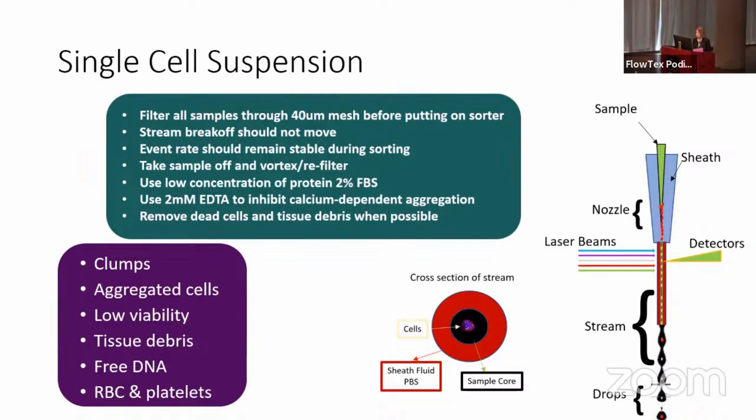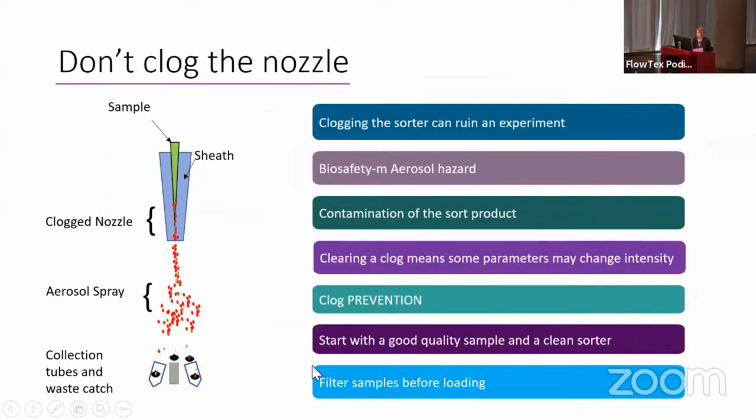A couple of things you can do to prevent your cells from aggregating is to use a low concentration of protein. I usually recommend about 2% FBS, or if you prefer, 0.5% BSA. And 2 millimolar EDTA can inhibit calcium-dependent aggregation. So all of these things here are the negatives that are going to cause clumps and aggregates and cause problems with your cell sorting. So again, don't clog the cell sorter.